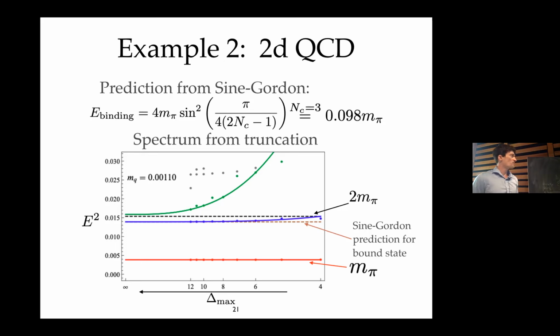And then slightly below that, I've drawn a brown line, which is the prediction for the energy of the bound state. All right, so it's slightly below twice the mass of the pion. And you can see by delta max of about 6, the truncation result is very close to the prediction from sine-Gordon. And by delta max of 10 or 12, it's indistinguishable.